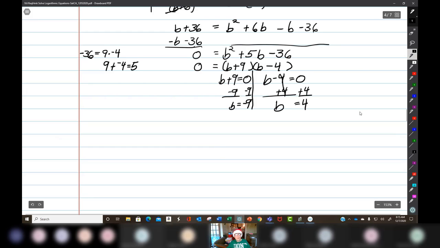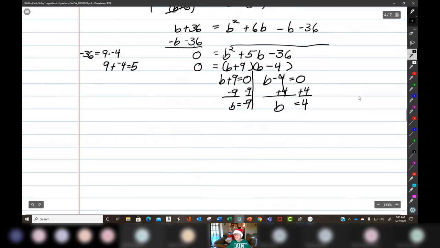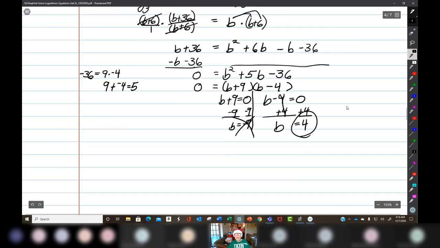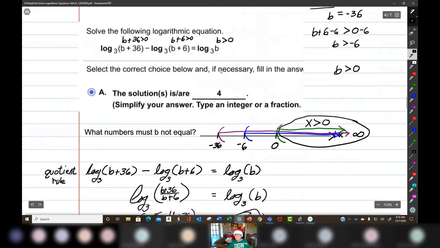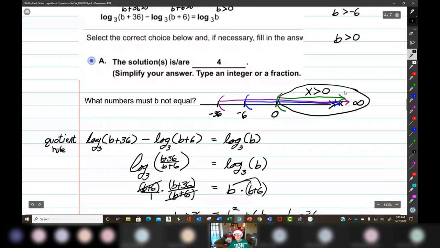To decide whether both solutions are acceptable, or only one, or none, I have to look at the domain. Only the positive answer is acceptable. That's 4. Excuse me, we throw out negative 9. So 4 is our solution.